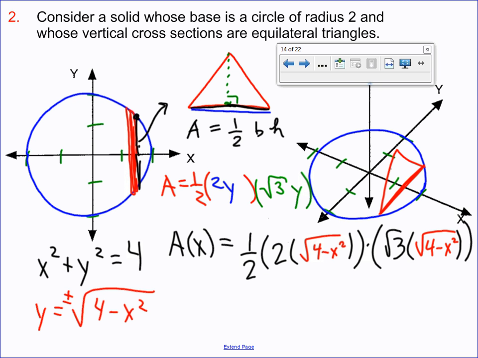Substituted back in, that produces an area formula that has x's in it, and let's make that look pretty. So let's go ahead and rewrite this again. How can we simplify this? Well, 1/2 times the 2 is just 1, times the root of 4 minus x squared, and then the root 3 in front. So I'm getting root 3 times quantity 4 minus x squared.